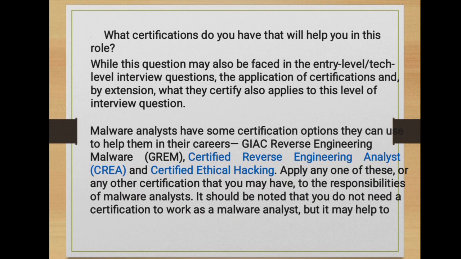While this question may also be faced in the entry level interview questions, the applications of certification and by extension what they certify also applies to this level of interview questions. Malware analysts have some certification options that they can choose to help them in their careers, like GIAC reverse engineering malware, certified reverse engineering analyst, and certified ethical hacking. So you can use any of these courses, you can do them and you can use the certification, but certifications are not mandatory. Only knowledge is the prime thing.